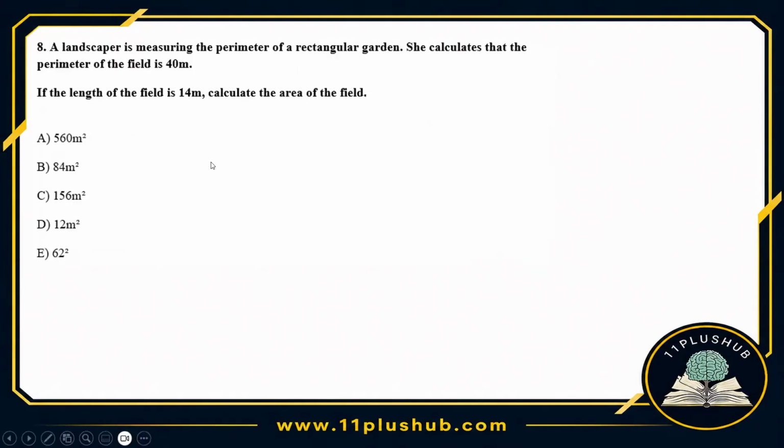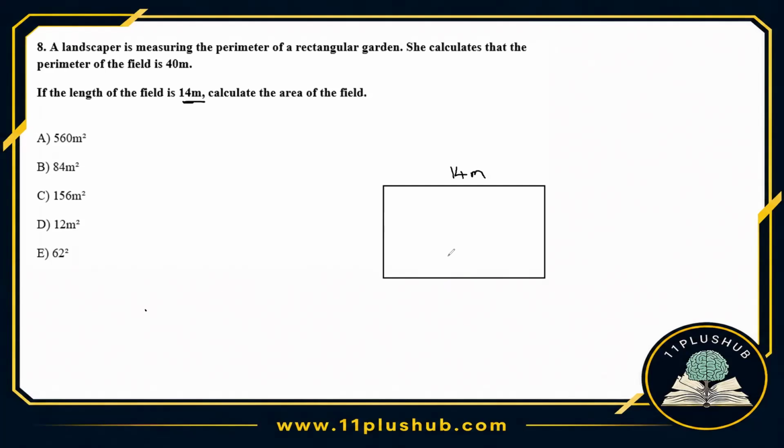Okay, moving on to question 8. A landscaper is measuring the perimeter of a rectangular garden. She calculates that the perimeter of the field is 40 meters. Okay, here's our field. Don't worry too much about the correct size of this rectangle. As long as we label it correctly, that's what's important, okay? Now it says if the length of the field is 14 meters, calculate the area of the field. So the length is the longest side. So we've got 14 meters at its longest side of the rectangle. But also the bottom side is also going to be 14 meters because it's a rectangle. They are both the same size, okay?